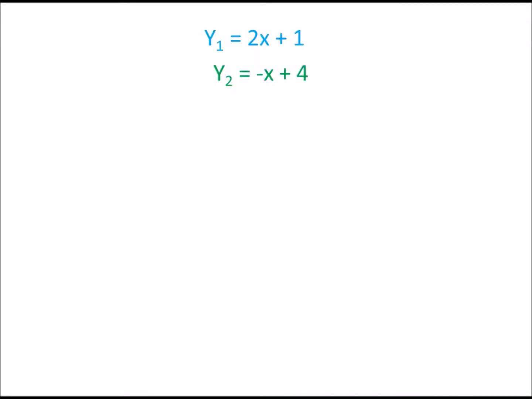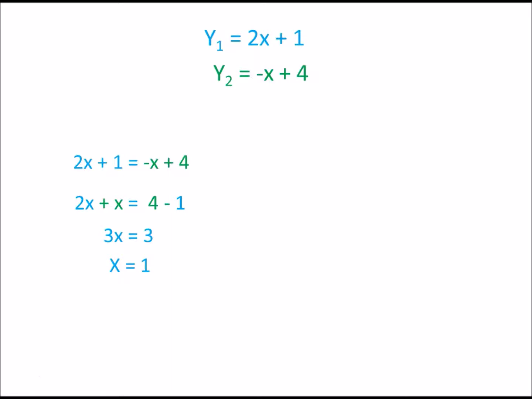Now let's do algebraically. So again, algebraically, we're going to set the two equations equal to each other, and then we're going to solve for x. So we're going to bring the negative x over to the other side, giving us positive x. We're going to bring the 1 over to the other side, giving us minus 1. So then 2x plus x is equal to 3x. 4 minus 1 should give me 3. If I divide both sides by positive 3, x is equal to positive 1.